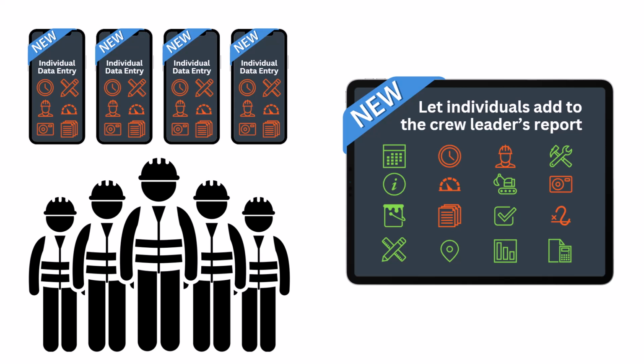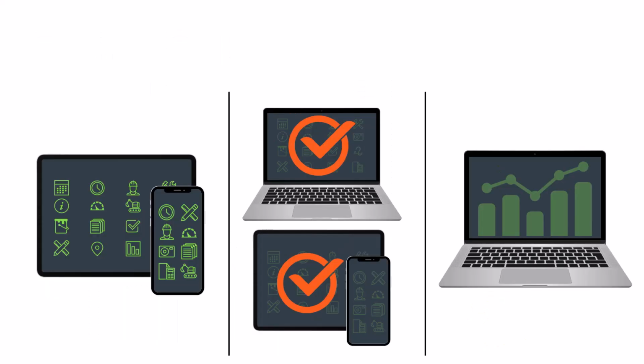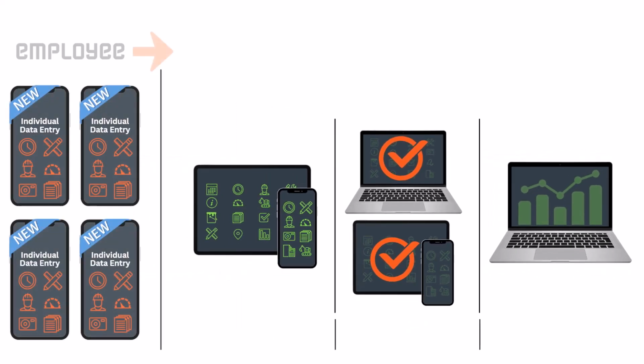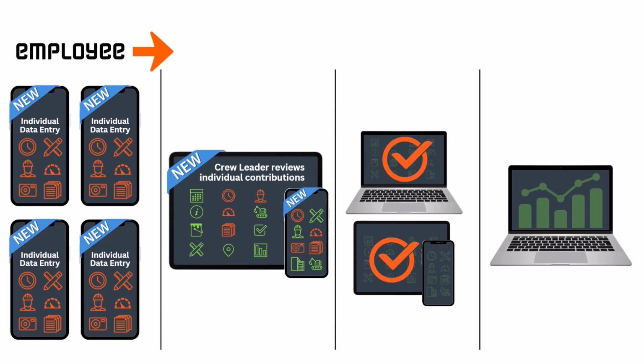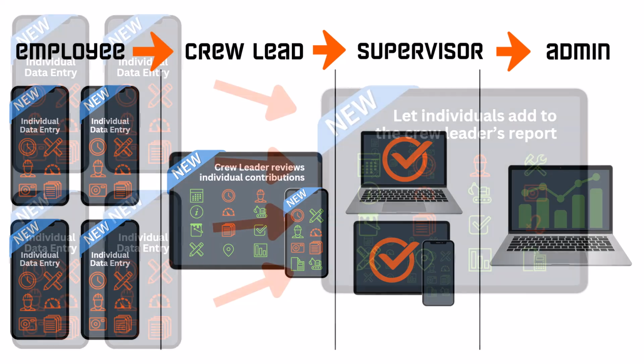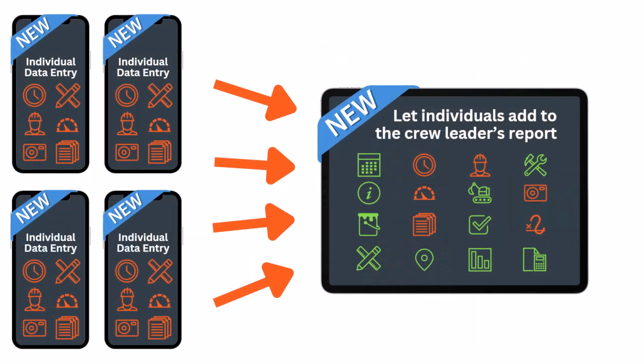Once all that information comes together, the crew leader says it looks good and sends it on for the review process as usual. Essentially, what we've done is we've made your individual employees contributors to the data that makes your business win. And then that goes to the foreman for review, and then to the supervisor, and then to the admin. This new feature is awesome, and that's not even the best part.